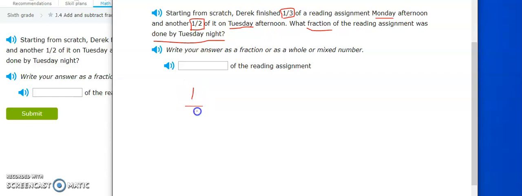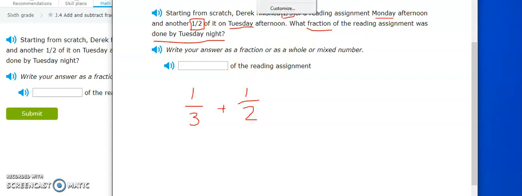So 1/2 plus 1/3, because at first he did 1/3 and then he did 1/2. And actually I should probably write these. 1/3, he did 1/3 first, so let's start with the 1/3. And then he added another 1/2 of the assignment together. Okay, because we want to know in total, what did he do by Tuesday night?